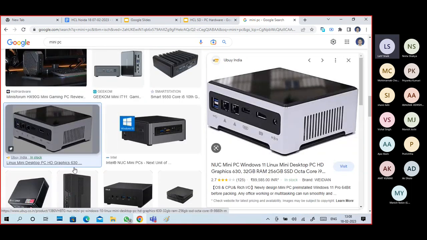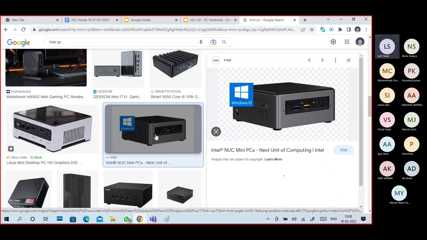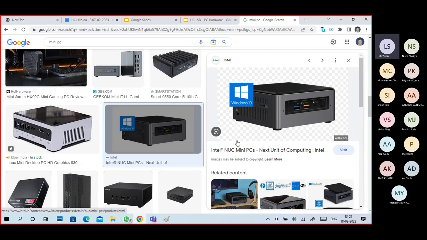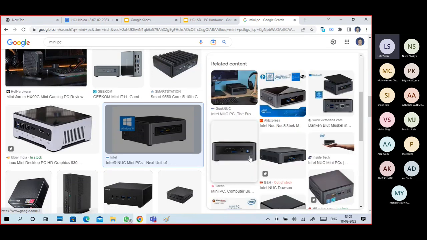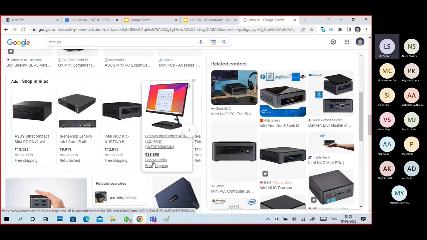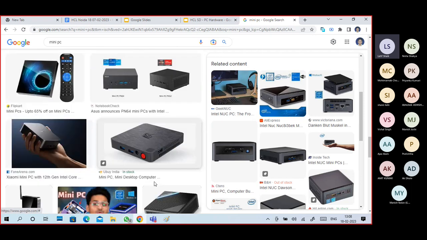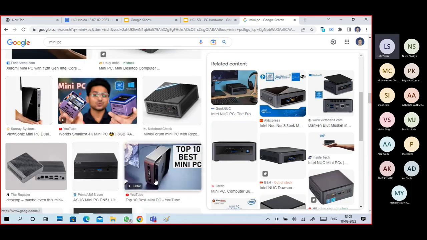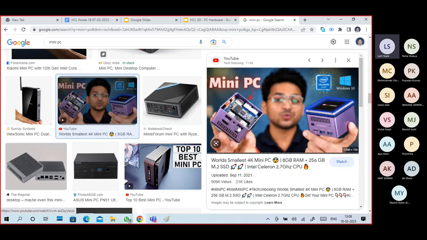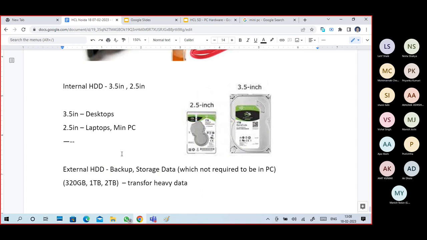This one is the NUC, Next Unit of Computing, among the first mini PCs to reach the market. It is very small in size, but you can do our regular work with it. Instead of buying a very big desktop, this is very small. It looks like a matchbox. Big matchbox. Sir? Yeah, tell me. What does it provide, sir? Mini PCs.